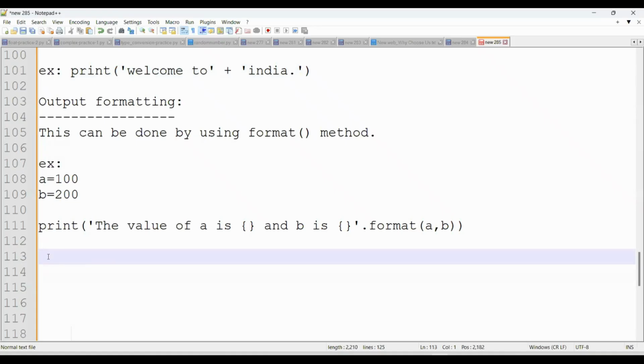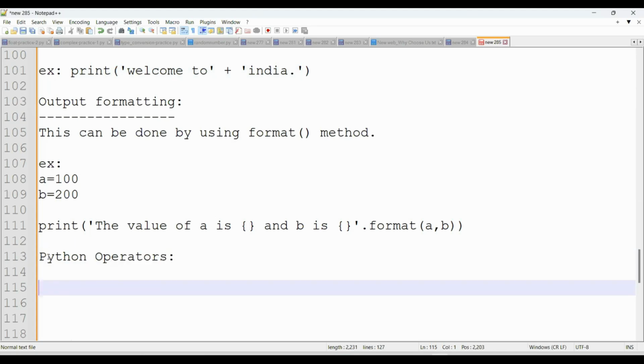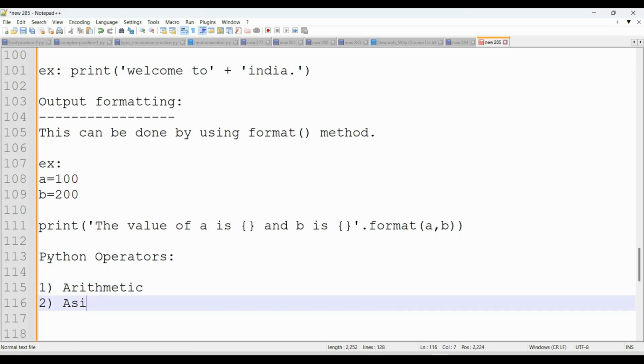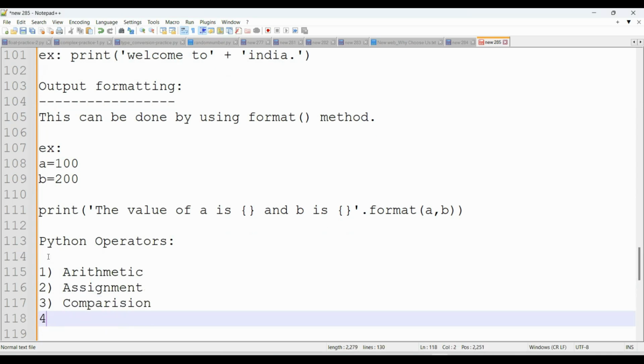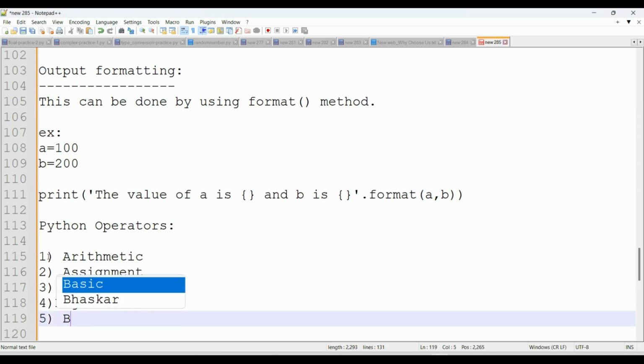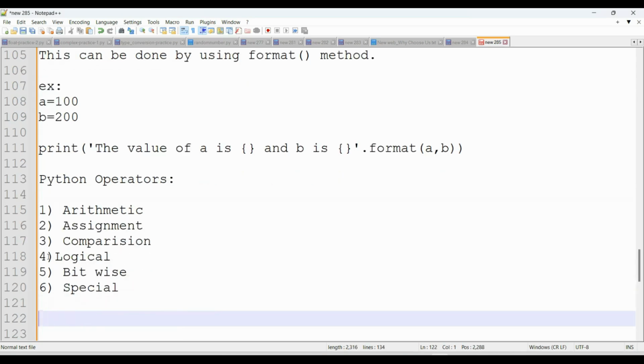Hi all. In today's session, we'll discuss Python operators. We have around six categories in Python operators. The first one is arithmetic operator. The second one is assignment operator. The third one is comparison. The fourth one is logical. The fifth one is bitwise. The sixth one is special. We'll go through them one by one.